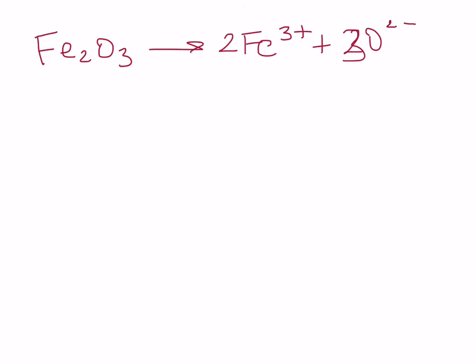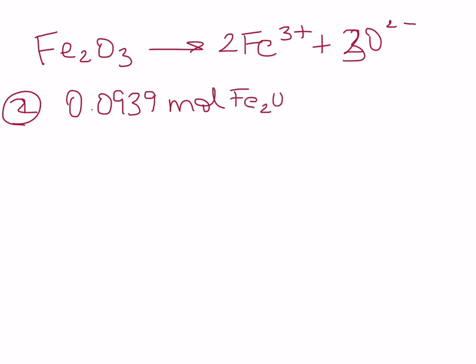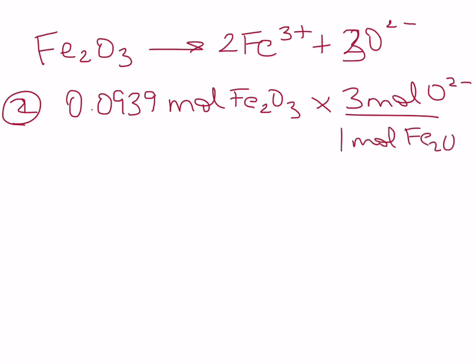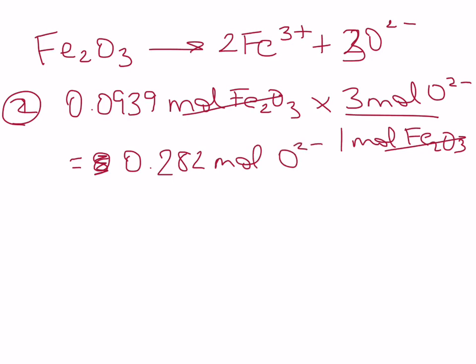So this time we're starting really at our mole ratio. So I'm going to put a 2 because we're on step 2. So we're going to take our 0.0939 moles of iron 3 oxide. And this time we're multiplying it by 3 moles of O2 minus and 1 mole of Fe2O3. So that way our moles of Fe2O3 cancel out. And we get 0.282 moles of O2 minus.